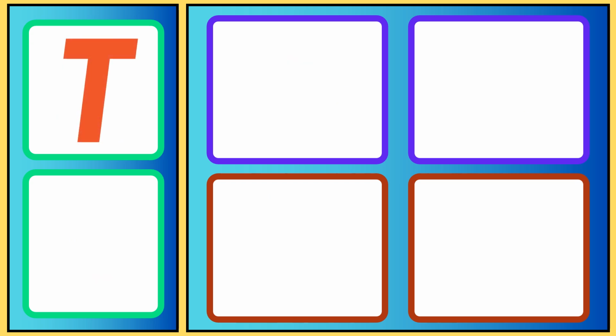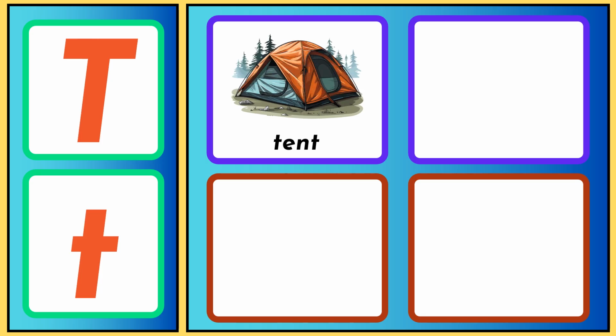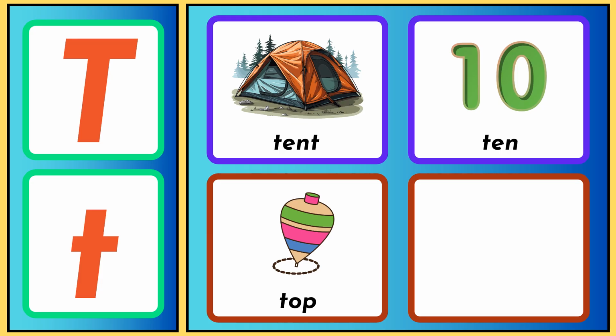Capital letter T, small letter T. T says T. T is for tent. T, ten. T, top. T, two. T.